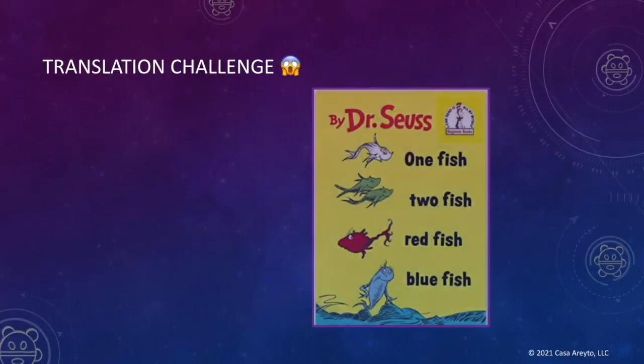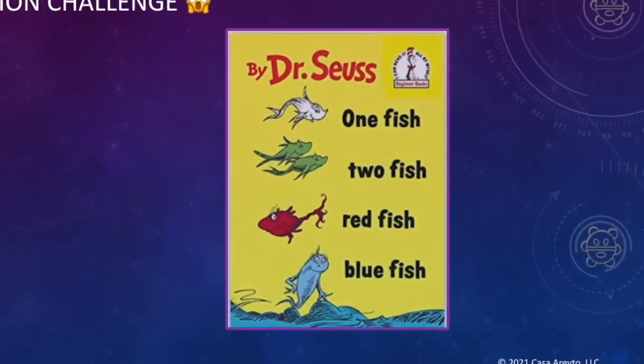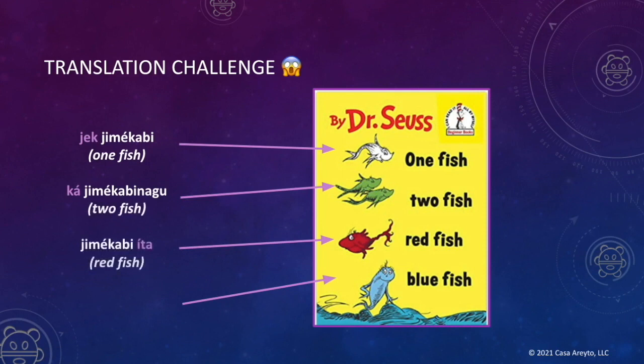So now that you know the numbers, you've learned more animal terms, I think you're ready for a translation challenge. So let's take a look at the screen. Can you think of the translation for this famous Dr. Seuss book? I think you can do it. So let's do it together using what we've learned today and what we learned in our other lesson on colors. Hek hime gabi, 1 fish. Ka hime gabi nagu, 2 fish. Hime gabi ita, red fish. Hime gabi gutusu, blue fish. You see how simple that was?